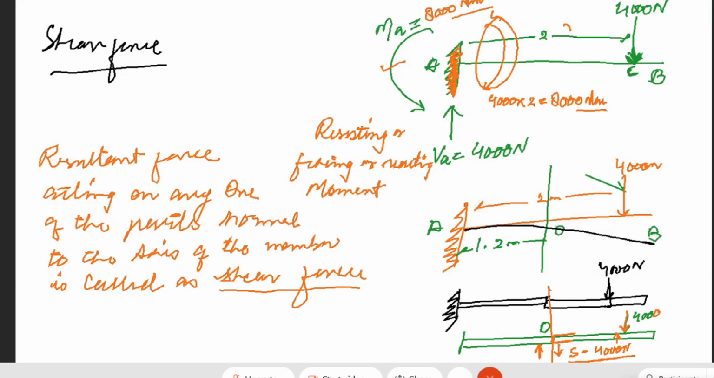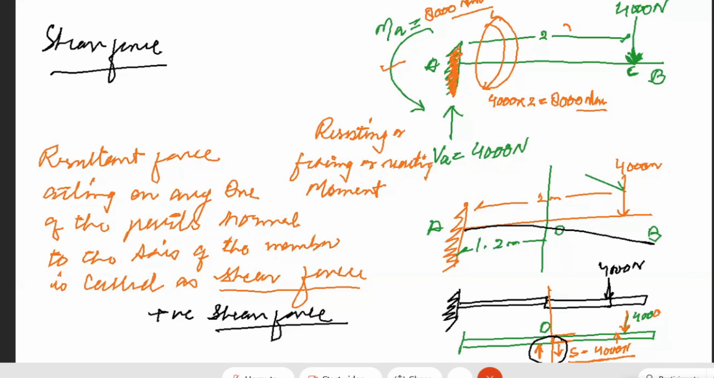Now here again we can see the direction is this way, that is clockwise, which is said to be a positive shear force. You can say the shear force will be positive throughout the length of the beam, right? Shear force will be positive throughout the length of the beam.